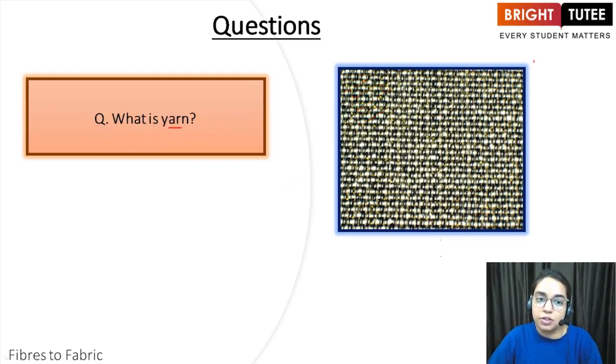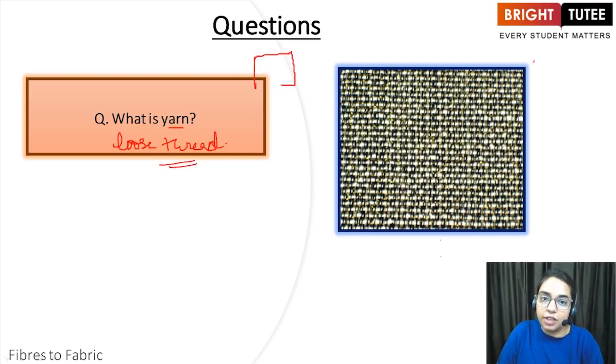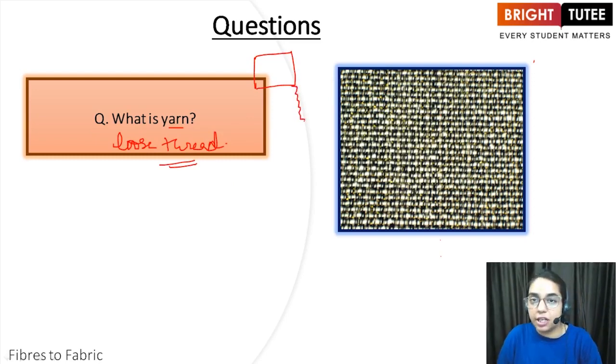What is yarn? So children, the loose thread which makes up a fabric is known as yarn. Okay, and for this we have done an activity wherein we took a piece of cotton fabric and we pulled out a loose thread out of it, and we named this loose thread as yarn. So we can say yarn makes up a fabric. Okay, let's move to the next question.